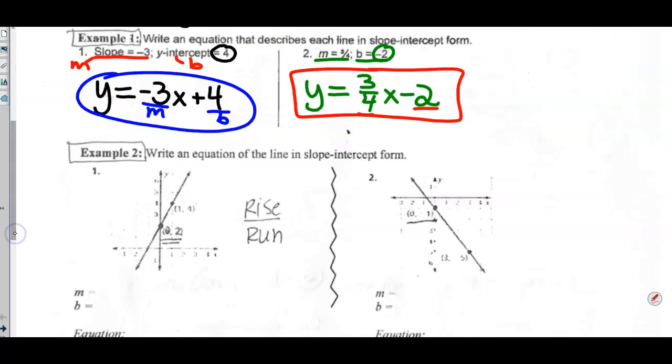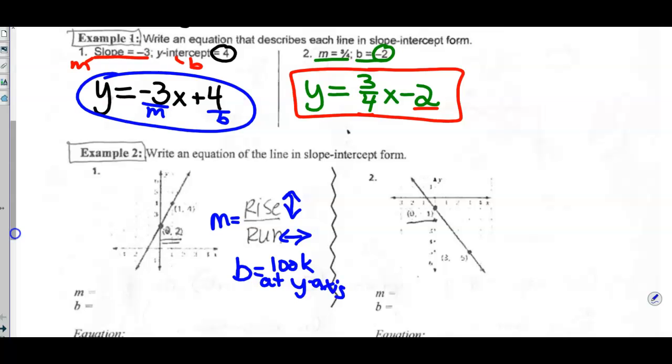Let's look at example 2, if you're given a graph. To write the equation, first you find your slope by using rise over run. That's where you count how many go up and down and how many over. So you write it as a fraction, and then you find your b. To find the b, you look at the y-axis, and that's the up and down one. So I'm going to highlight it for you here. This is the y-axis, and the b is where the line hits the y-axis.